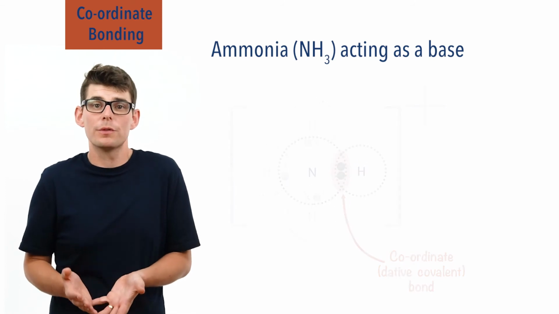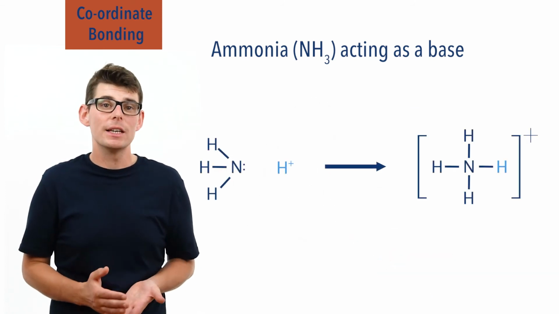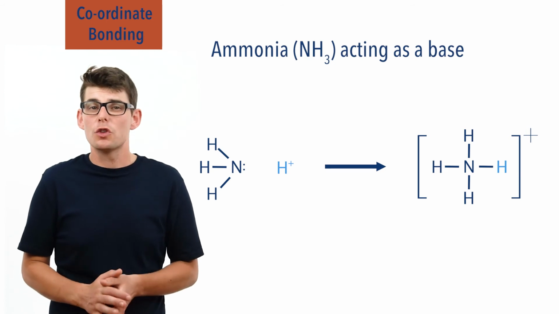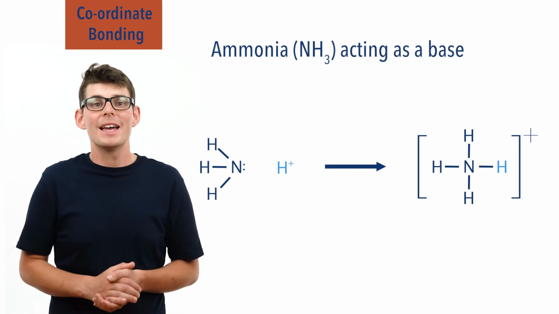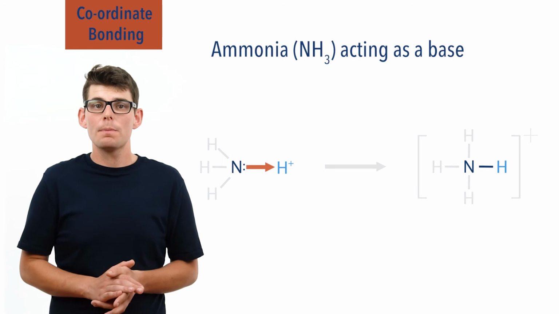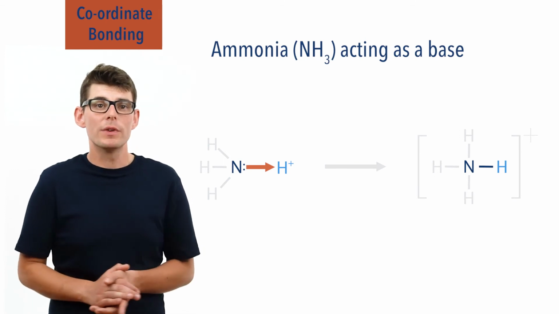Once a coordinate bond forms, it is no different to any other covalent bond. To show how this bond is being formed though, an arrow is used, showing the lone pair of electrons from one atom moving to form the coordinate bond.